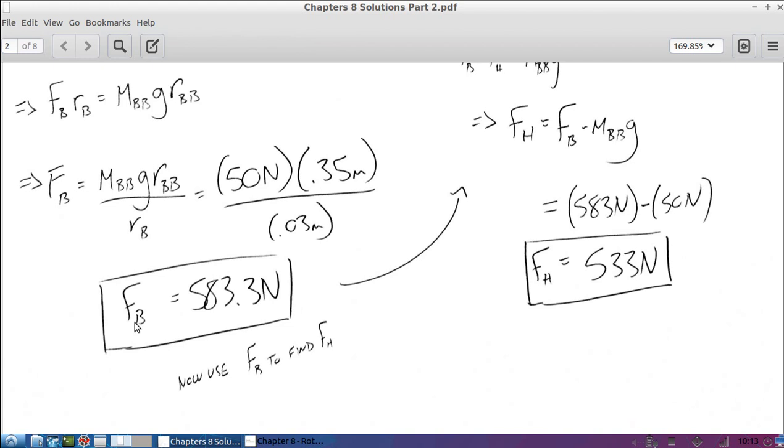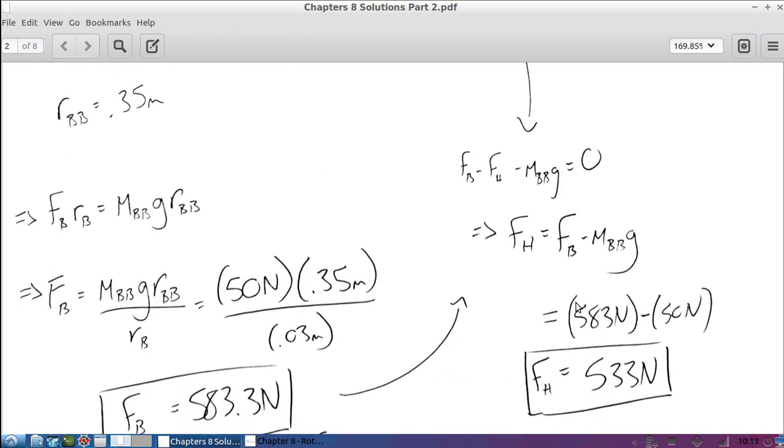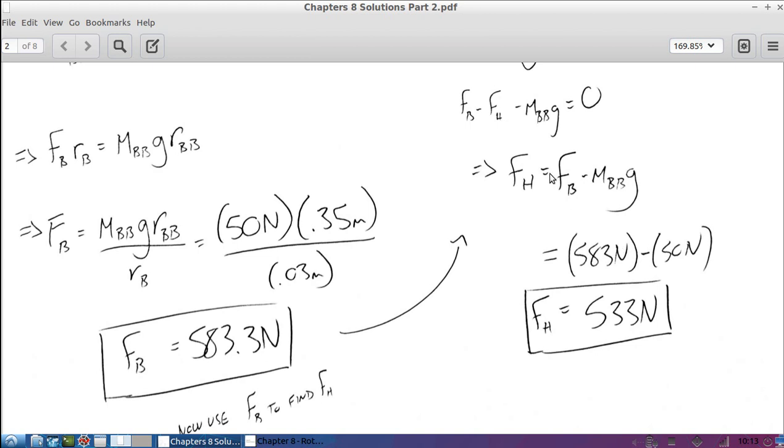So now that we have the biceps force, we're going to go back to this. Again, all that stuff we did in chapter 4 is important because I have to have this equation to solve for the humerus force. I used this to solve for the biceps force. So now I'm going to take my Newton's second law equation in the y direction, and I'm going to solve this for the humerus force. So I can add the humerus force to both sides. The humerus force is equal to the biceps force minus the gravitational force on the bowling ball. I found the biceps force. Just plug it in, calculate it, and the humerus force is 533 newtons.